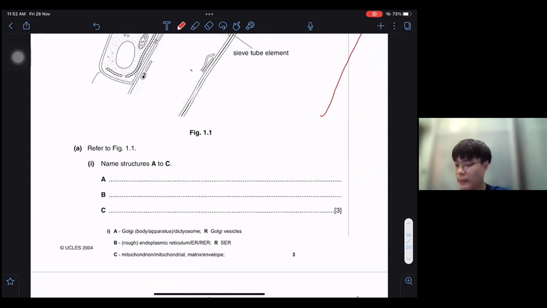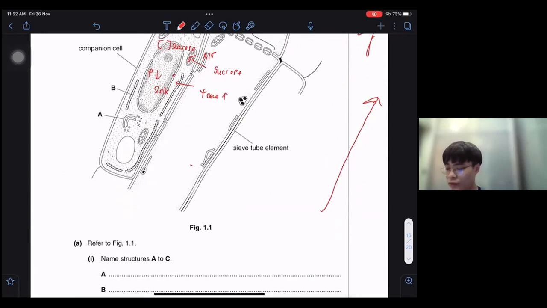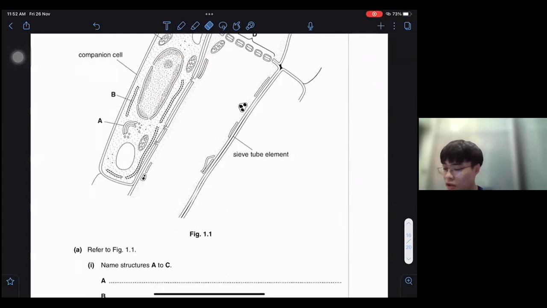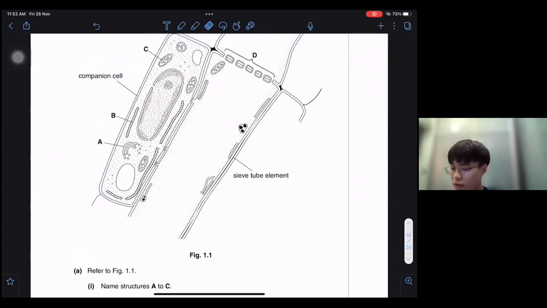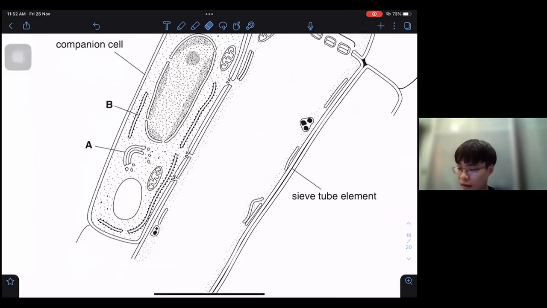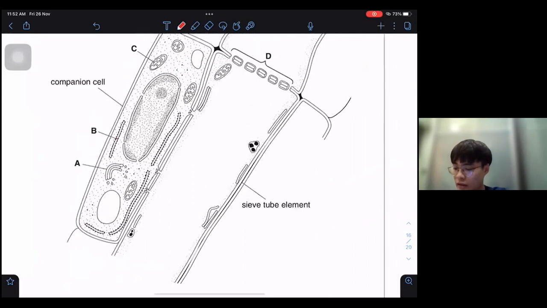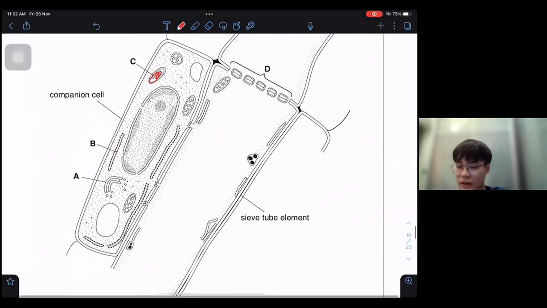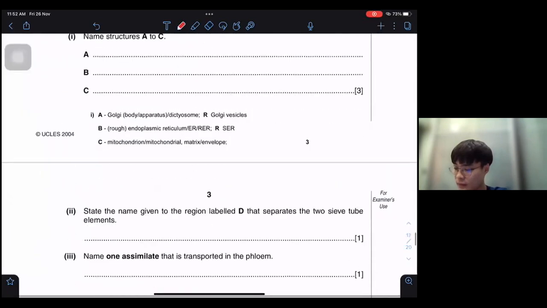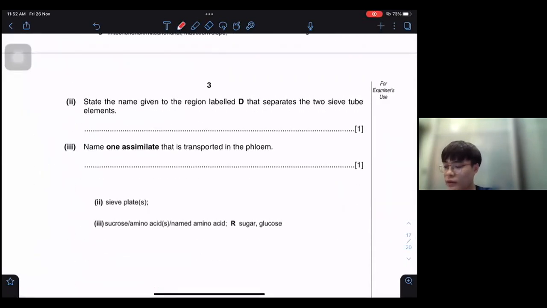So for question 1, it refers to figure 1.1, this figure. Name the structures A, B, C. Since there's no ribosome on this, it is the Golgi apparatus, this is rough ER, and this one is mitochondria. State the name given to the region labeled D that separates the two sieve tube elements.